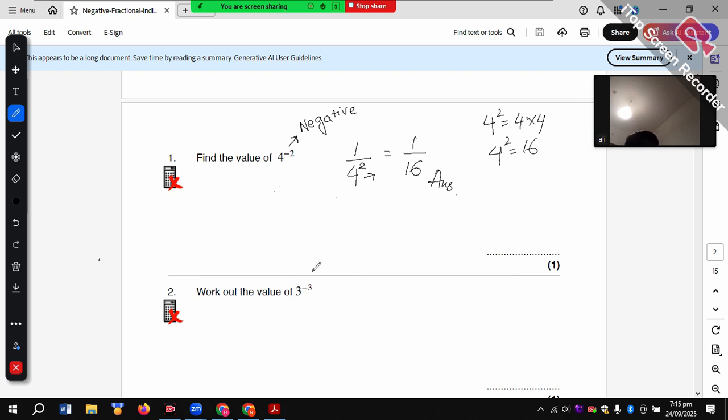Let's do one more question. As you can see, this is 3 to the power of negative 3, meaning 3 cubed but with a negative sign. So to make it positive, you will move it to the denominator. When you move it to the denominator, this sign will change into a positive sign. So 1 over 3 to the power of 3, meaning cube. 3 to the power 3 means you multiply 3 three times, so you will get 27. So your answer is 1 upon 27. Okay.